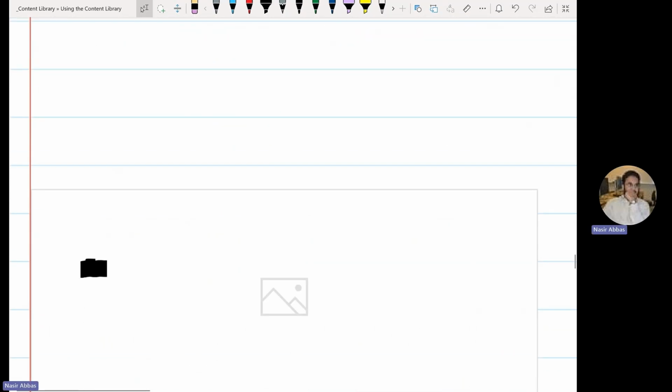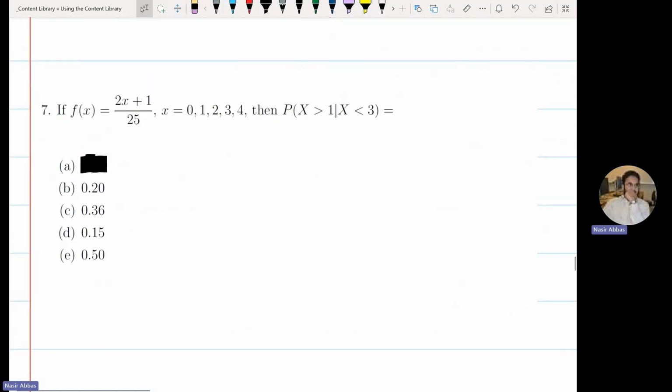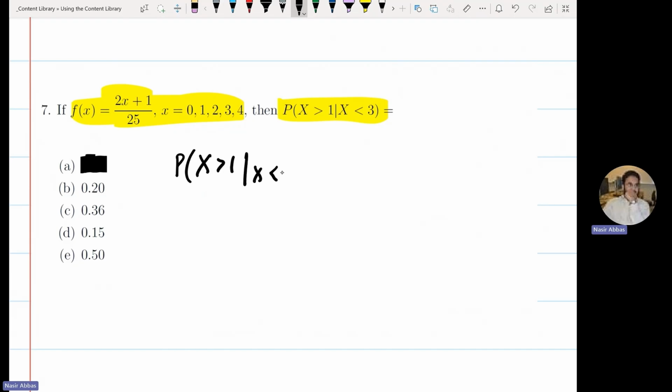Okay, let us move on towards another question. This question says that if f of x equals this, it is a probability mass function of x here. This is the mass function now with 5 possible values. We are supposed to find the probability of x greater than 1 given x is less than 3. So apply the conditional probability formula. What is that? We are required to find probability of x greater than 1 given x less than 3.